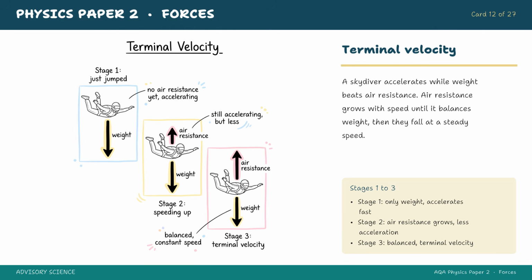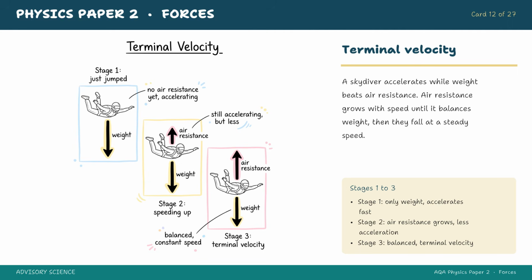Stage 3, terminal velocity. Eventually, the upward air resistance force perfectly matches the downward pull of gravity. The forces are now completely balanced, and the resultant force is exactly zero. This is Newton's first law. Because the forces are balanced, there's zero change in speed. The skydiver stops accelerating entirely and drops at a steady, maximum constant speed. This is called terminal velocity, and it creates that flat horizontal line on your velocity time graph.